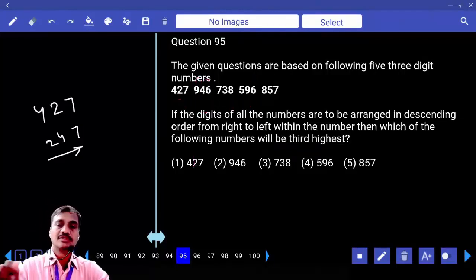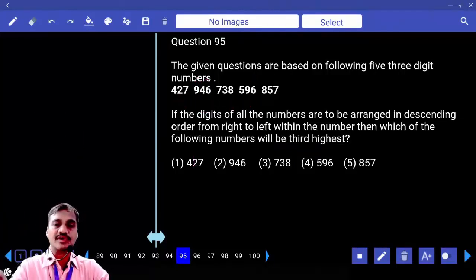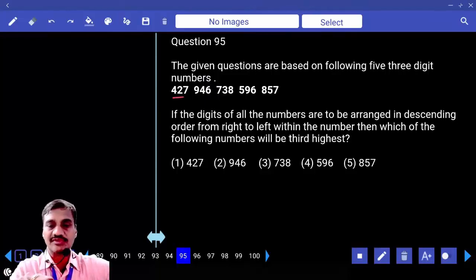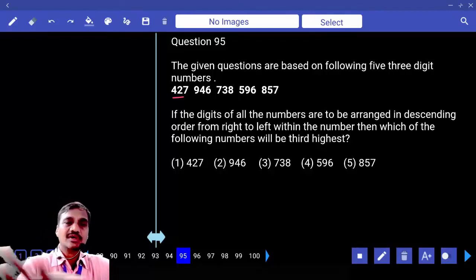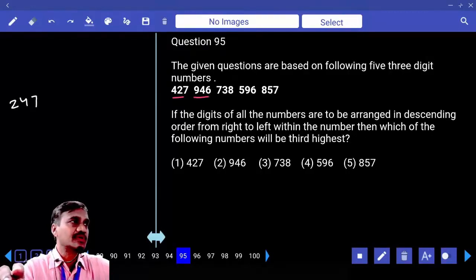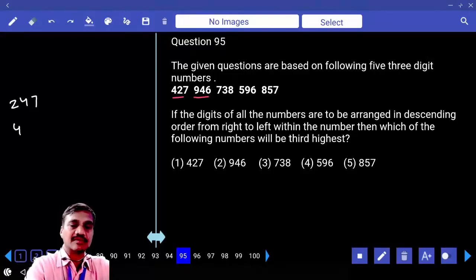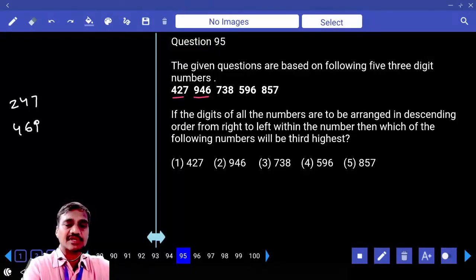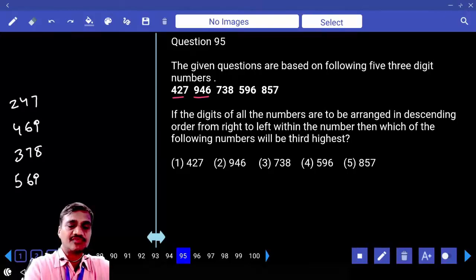Then one more, 427. Now, all the digits of all the numbers are arranged in descending order from right to left. This 427 now becomes 247. Next, 946 becomes 469. Next, 738 becomes 378. Next, 596 becomes 569. And next, 587 becomes 578.